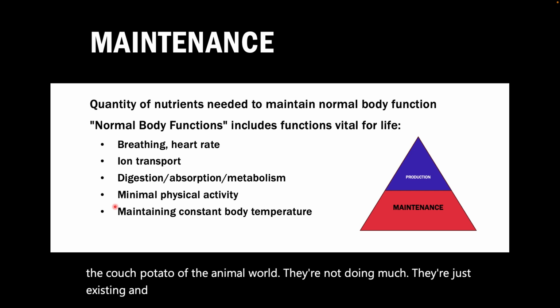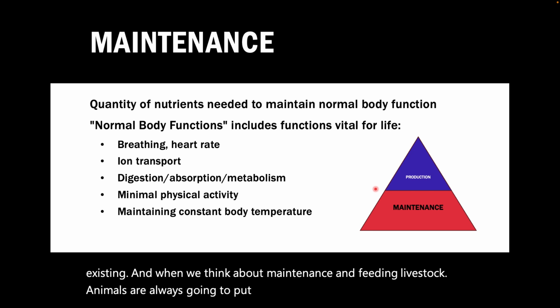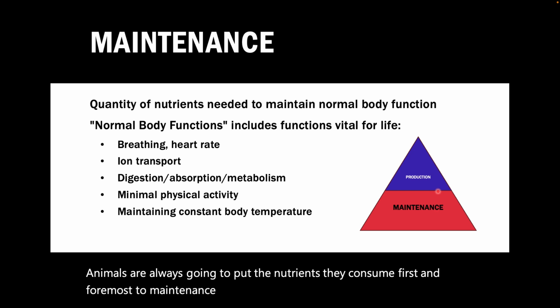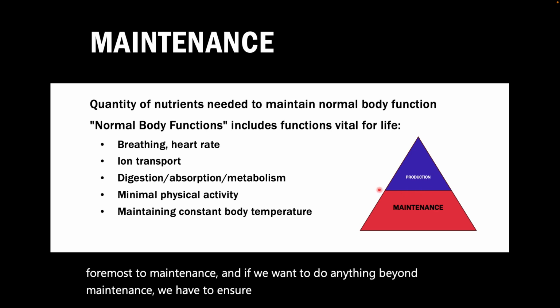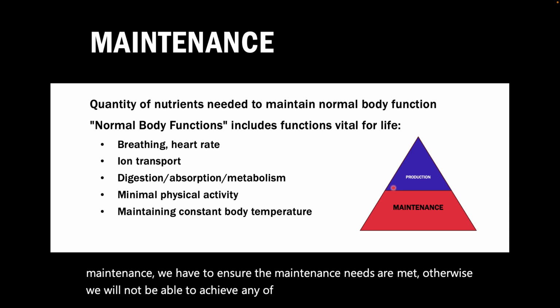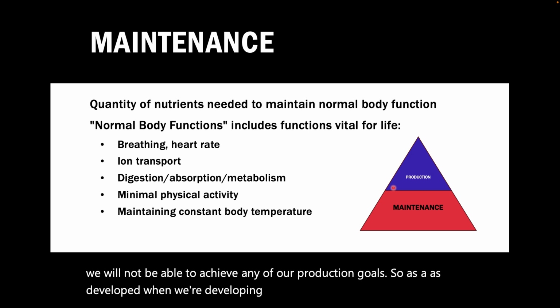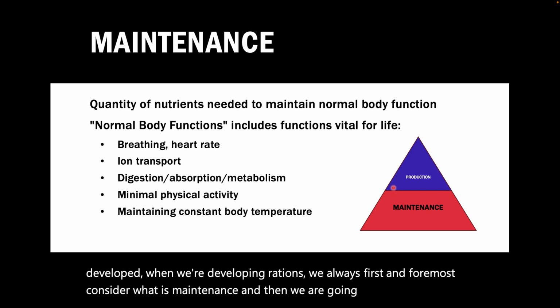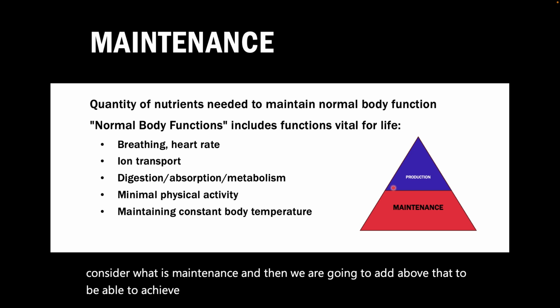And when we think about maintenance and feeding livestock, animals are always going to put the nutrients they consume first and foremost to maintenance. And if we want to do anything beyond maintenance, we have to ensure the maintenance needs are met. Otherwise, we will not be able to achieve any of our production goals. So, when we're developing rations, we always first and foremost consider what is maintenance, and then we are going to add above that to be able to achieve a desired level of production.